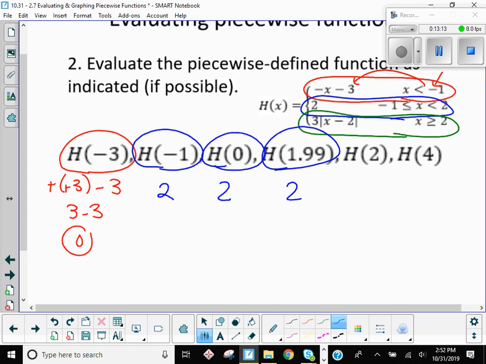All right, h of 2, x is 2. Does that belong red, blue, or green? Green, right? So there's 2 2's in the domain restriction, so it could be confusing. But the one in the blue does not have an equal bar. The one in the green does. So it belongs here. We plug it in there.